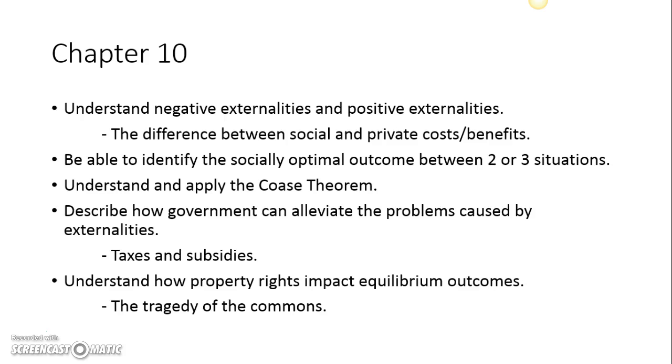Understand also how property rights impact equilibrium outcomes, and that's kind of the tragedy of the commons outcome. Remember that assigning property rights is really how most of the laws and regulations that address externalities work. So who has the right to quiet? Well, between 11 at night and 8 in the morning, I have the right to quiet, but between 8 in the morning and 11 at night, people who want to listen to music have the right to listen to music. So it's all about assigning property rights to really fix externality problems.